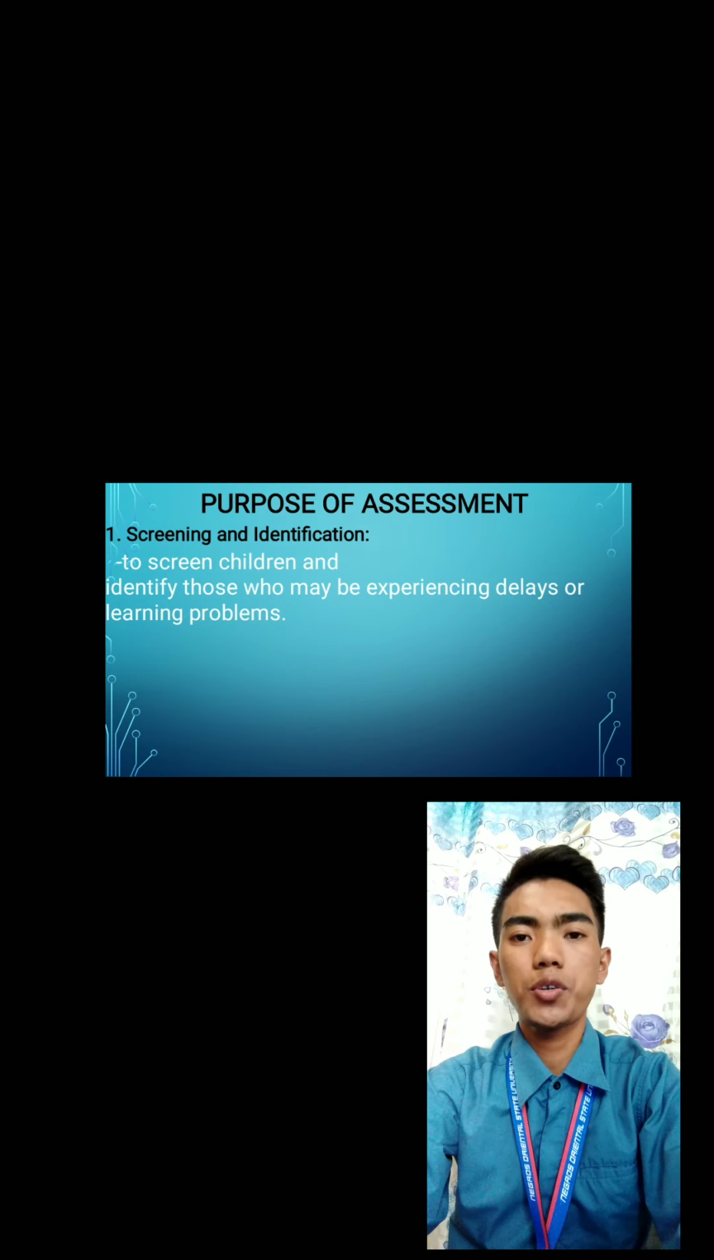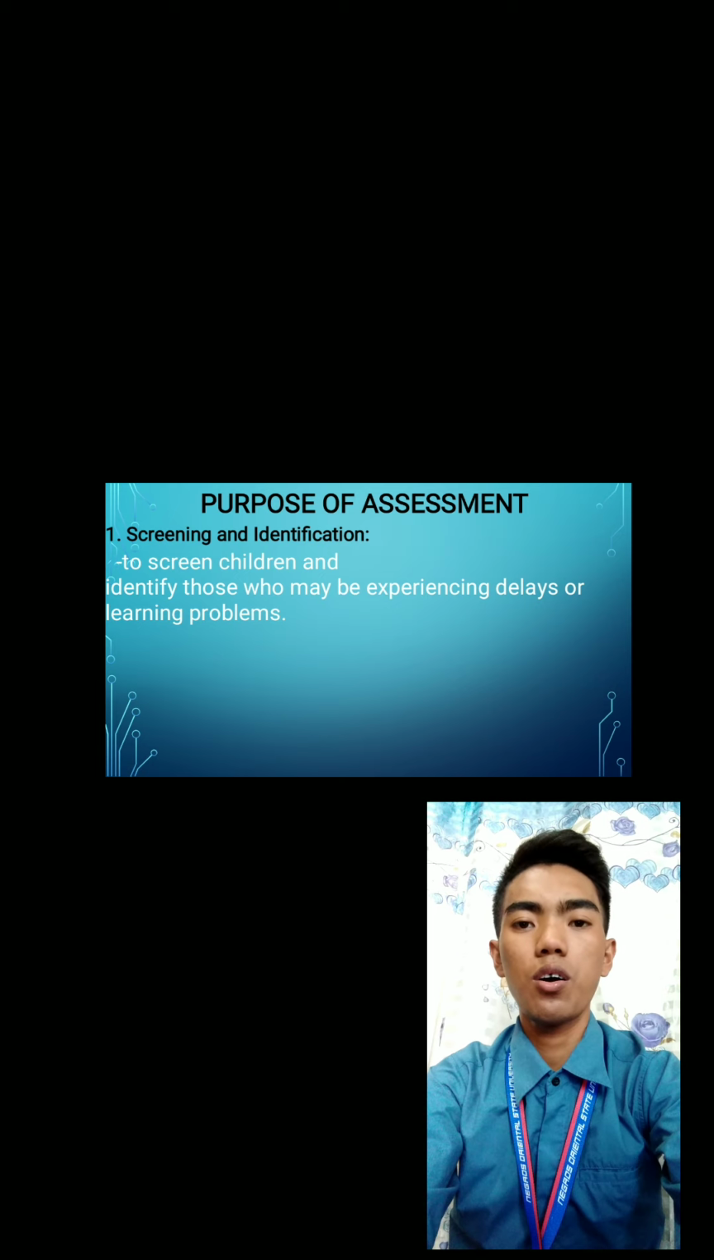First one is screening and identification. Screening and identification is to screen children and identify those who may be experiencing delays or learning problems. In addition, it is to identify students at risk for poor learning outcomes.